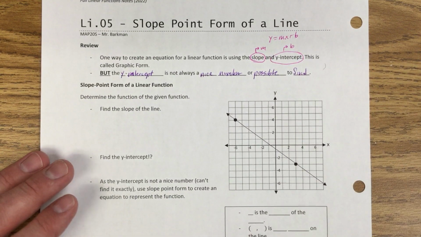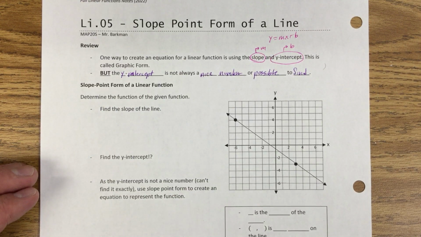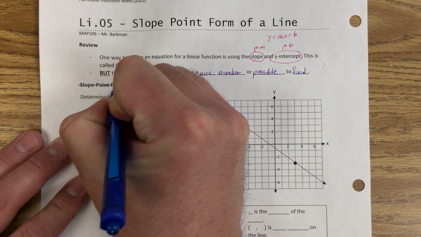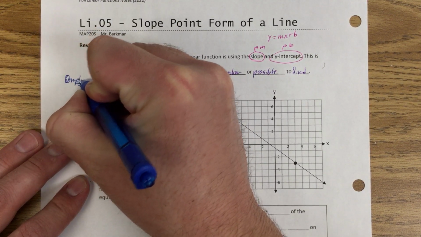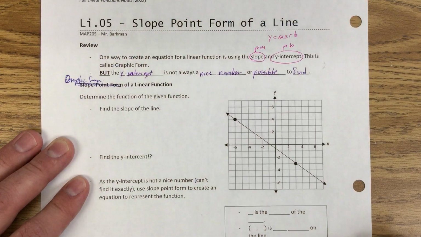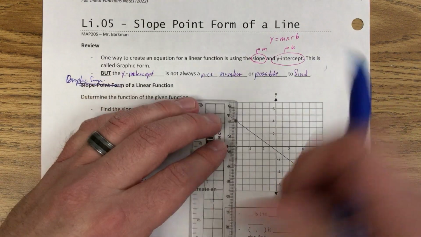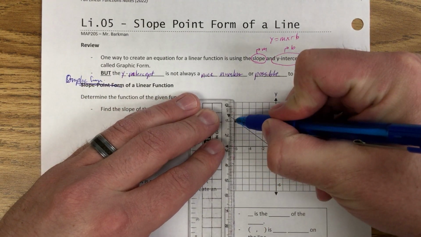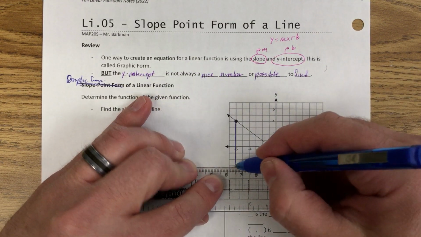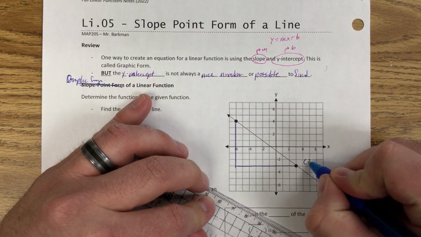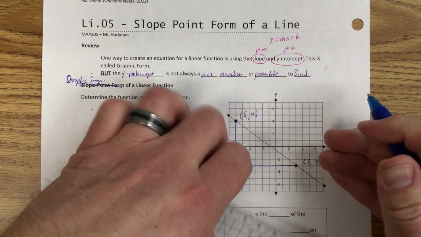So we have an example here using graphic form of a linear equation. We can find the slope. That's not that hard. We have 2 points. We have this one up here, and we've got this one down here that we can use. This is the point 3, negative 3. This is the point 6, 4.